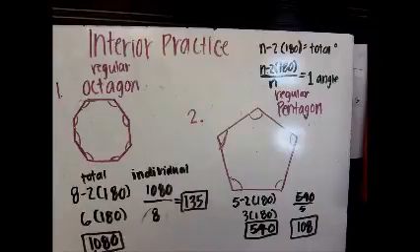The total degrees for the regular octagon is 1080, and we got that by subtracting 2 from 8 and multiplying 6 times 180. The individual is 1080 divided by the total number of sides, which is 8, and then we get 135. For the regular pentagon, we got 5 minus 2 times 180, which is 540. 540 divided by the total number of sides, which is 5, is 108.